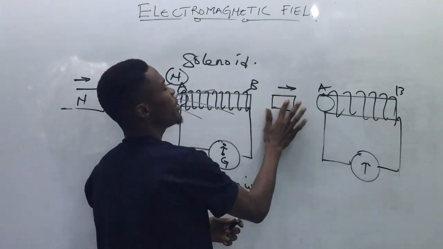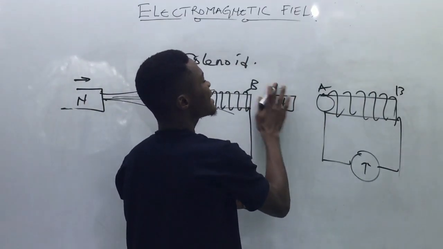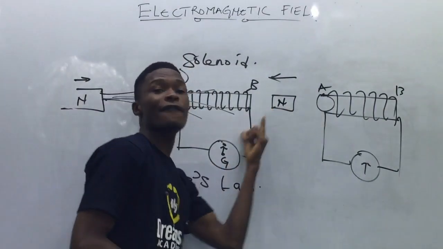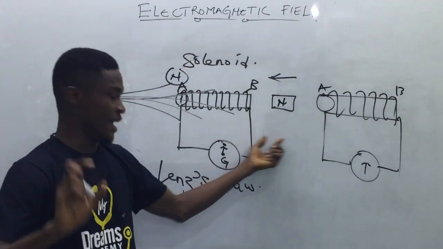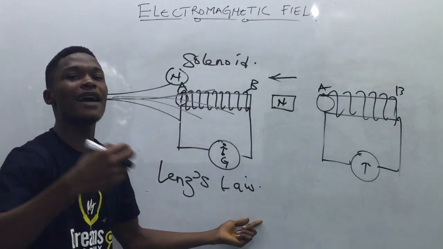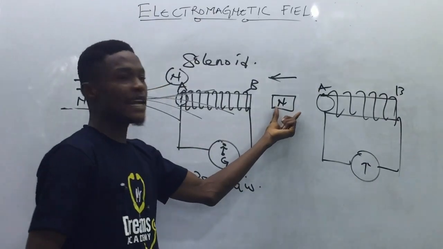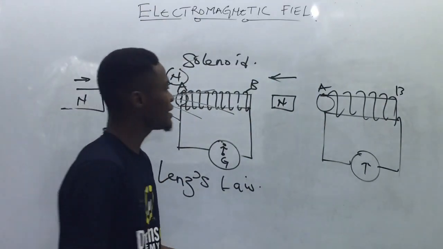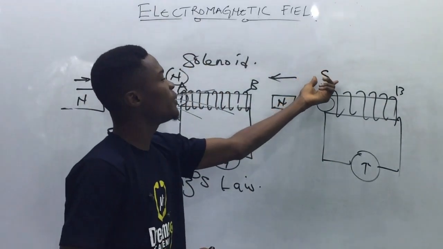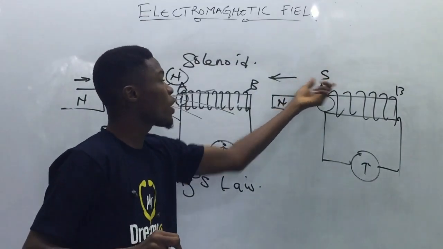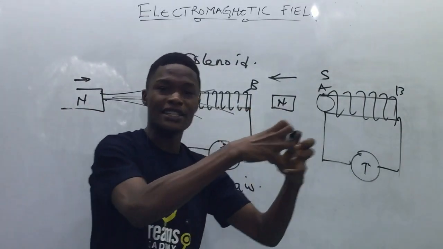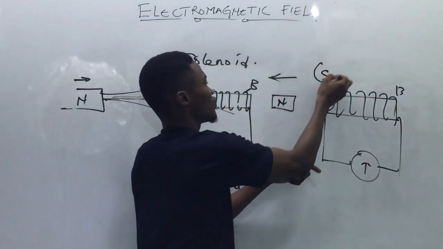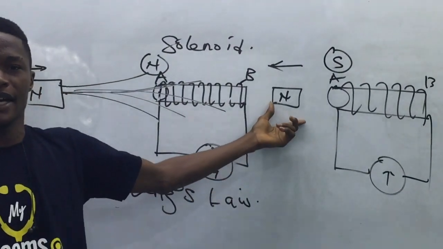Now, what if I was bringing, okay, this is a north pole, but this time I am moving it away. According to Lenz's law, it will move in such a way as to oppose the motion producing it. So if I'm taking a north pole away from this end, which polarity will be at this end? A south pole will be here. Why will a south pole appear here? So that it will oppose the motion. And for it to oppose, it needs to attract it. So if I'm taking the magnet away, the end A gains a south polarity so that it will oppose the motion of this magnet.